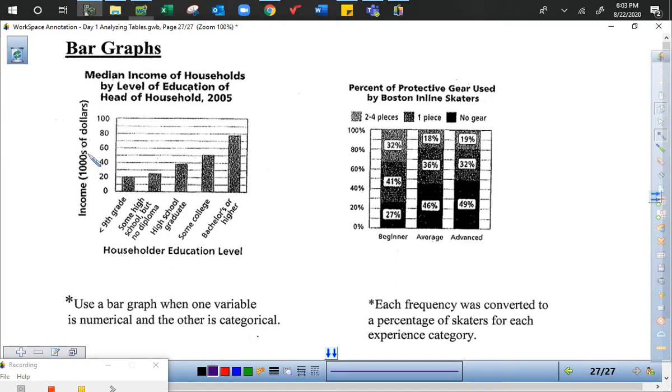Okay. Then you can also see a stacked bar graph. This one's talking about the different percentages of each group. It's the same representing the table that we saw on the first, but it says the frequency was converted to a percentage. Okay, so it took all of the beginners wearing, see the color coding, the 2 to 4 pieces, and divided that, made it into a percent. And so you can see how they're represented there. They stack to create 100% of all of the beginners, all of the average people, and all of the advanced people. So that will help you on your homework.